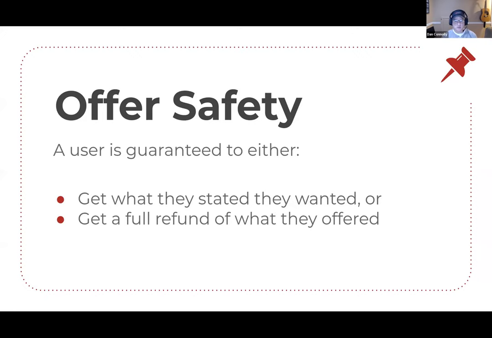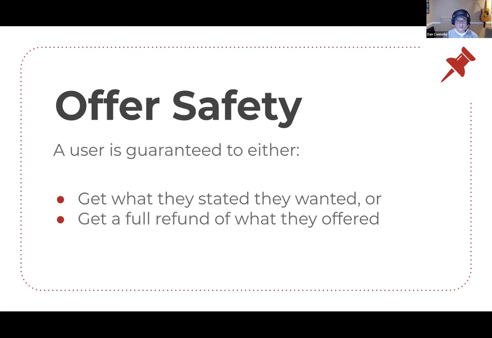And so there's this property called offer safety where all the parties are guaranteed that they either get what they stated they wanted or they get a refund of what they offered. Either get what you wanted or you get a refund. And there's no other possibility. So there's nothing the smart contract can do, whether it has bugs or it's malicious or anything. There's no way to rug pull or anything like that at the basic level. There's ways you could do it, complicated ways on top.